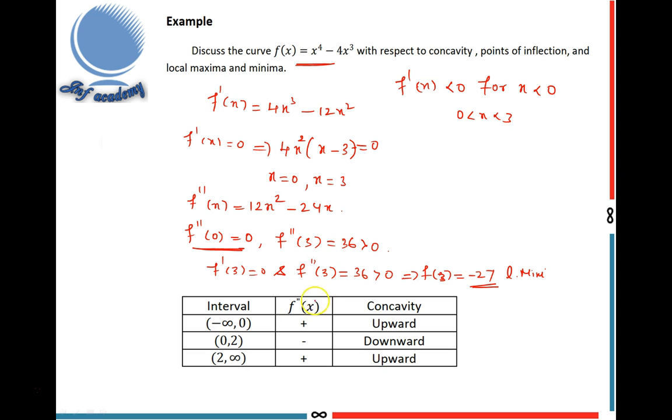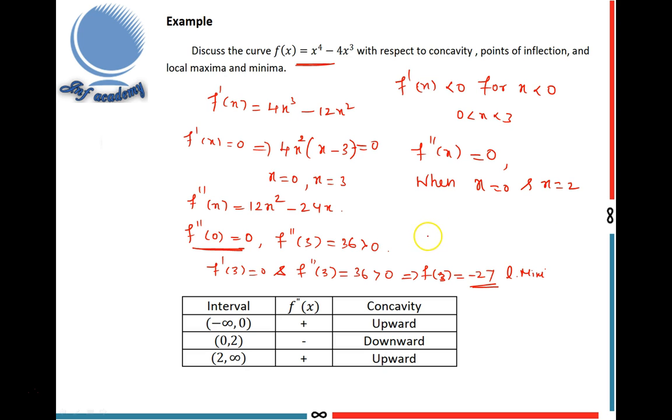Next, I explain in what intervals the graph of the function is concave upward and concave downward. Okay. f double dash of x equals 0 when x equals 0 and x equals 2. So equating f double dash of x to 0, I got the points x equal to 0 and 2.